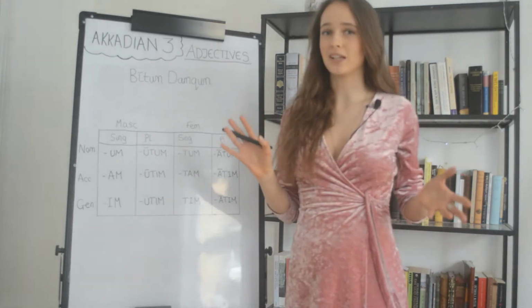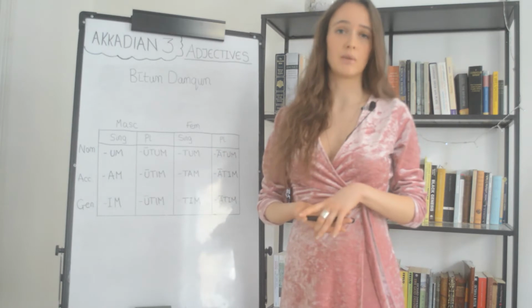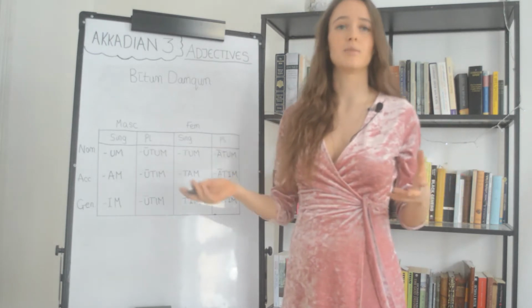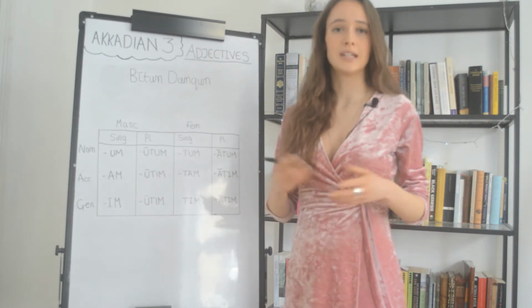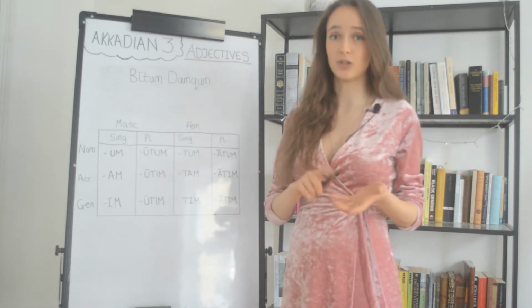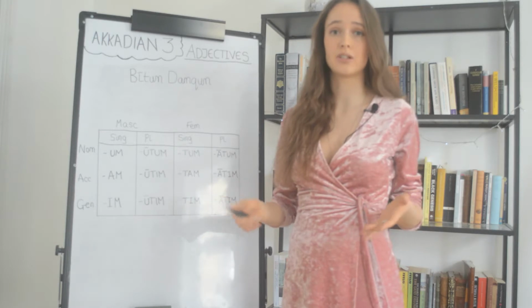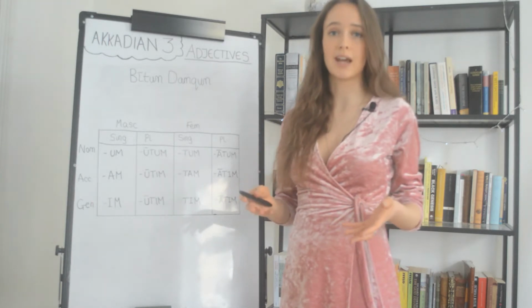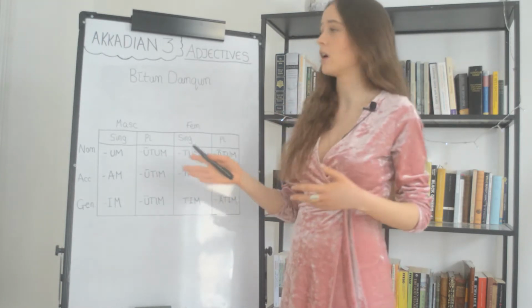So first off, what is an adjective? An adjective is a describing word, so anything like brave, handsome, beautiful, wonderful, these are all examples of adjectives. Adjectives inflect for gender, number and case, just like our nouns do, and they also always agree with the nouns in gender, number and case, which they are qualifying.